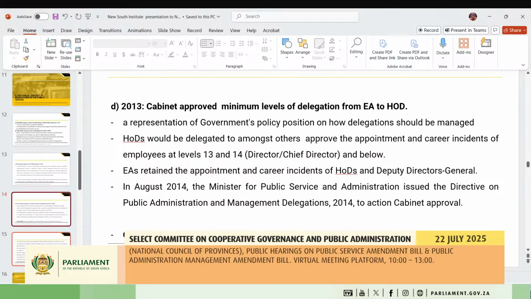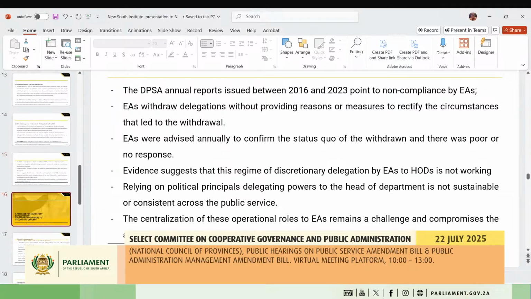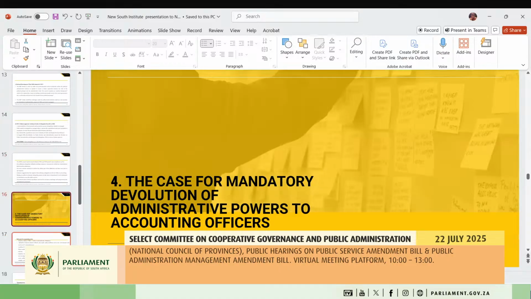And the biggest challenge with this process has been that the delegations are discretionary in terms of the Public Service Act, and therefore a political principal may withdraw the delegations as and when they wish, or when they are happy with the HOD, or when there's a disagreement about this and that. I will not go into detail about that slide, but it's just to show the information regarding the challenge with the current delegation environment.